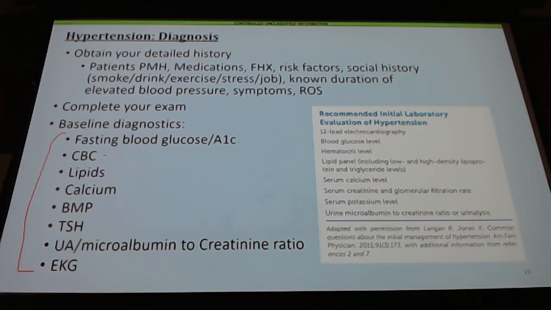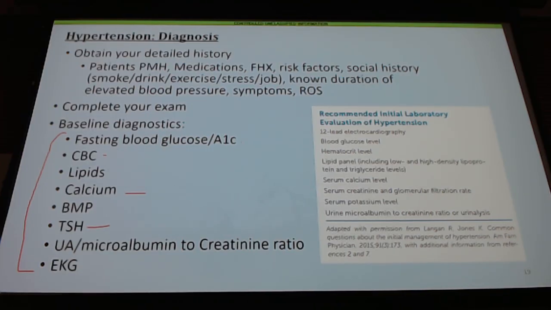With the CBC, we're looking for polycythemia vera, so an elevated red count, that can cause an elevated blood pressure. Even anemia, especially severe anemia that triggers a compensatory reaction, can cause an elevated blood pressure. So check your blood counts. Look at the calcium. Hypercalcemia can cause an elevation in your blood pressure. Look at your TSH. We're going to talk about this tomorrow, but hyperthyroidism can cause it, and even hypothyroidism can cause blood pressure elevations.